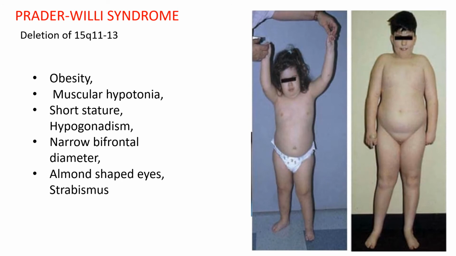Now let us see various chromosomal abnormalities seen in various clinical syndromes diagnosed through cytogenetics. Coming first to Prader-Willi syndrome. Here the structural chromosomal abnormality is deletion of the long arm of chromosome 15 at region 1 band 1 to region 1 band 3. Individuals with this type of deletion present with obesity, muscular hypotonia, short stature, hypogonadism, narrow bifrontal diameter, almond-shaped eyes, and strabismus, as seen in these photomicrographs.